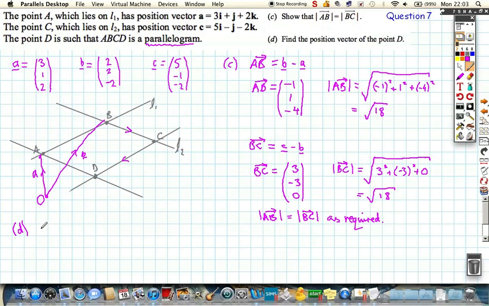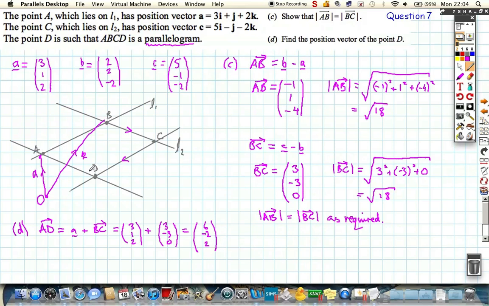I'm going to start at point A. So from A to D is equal to the vector A plus BC, which is equal to 3, 1, 2, which is our position vector of A, plus our B to C vector, which is 3, minus 3, 0, which is equal to 6, minus 2, 2.